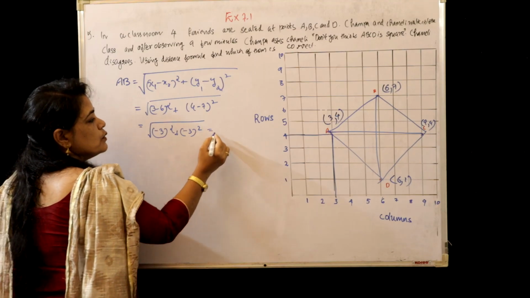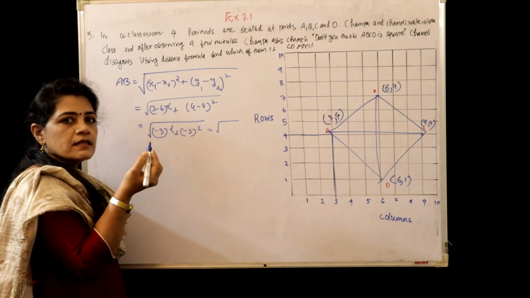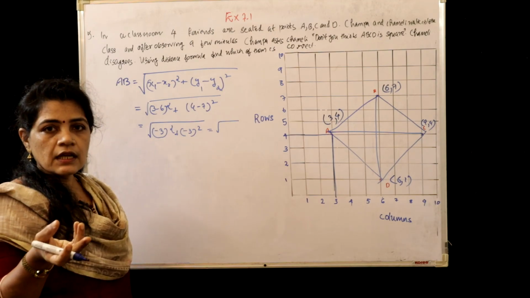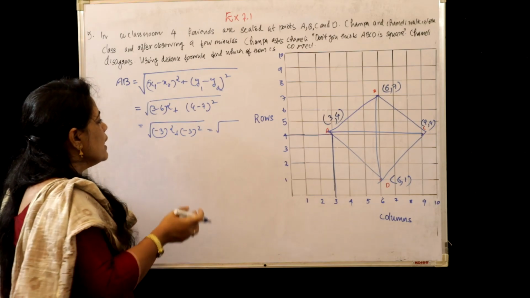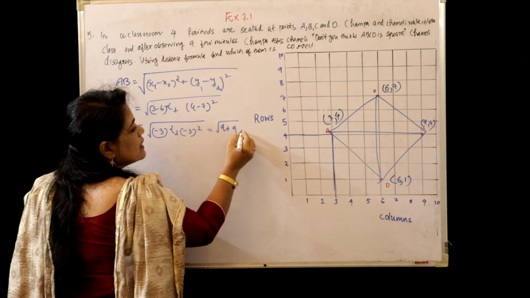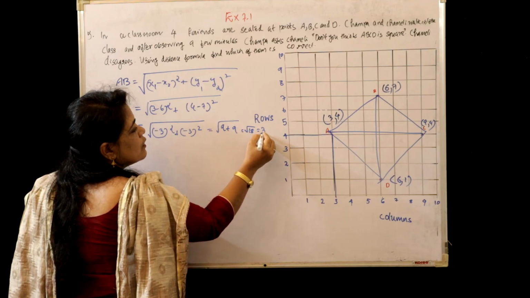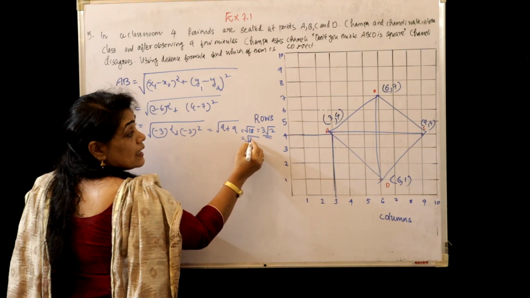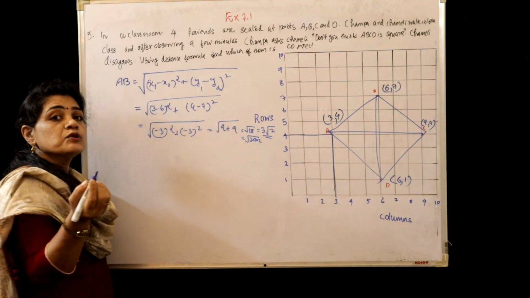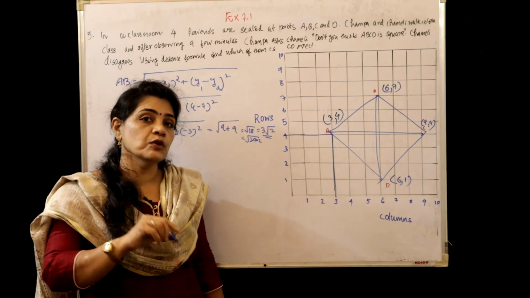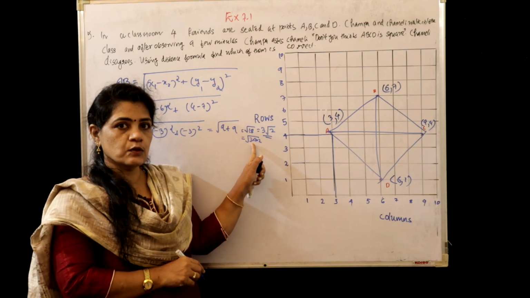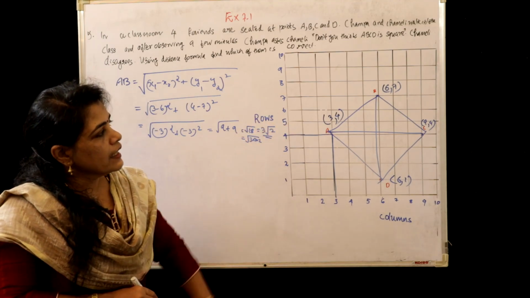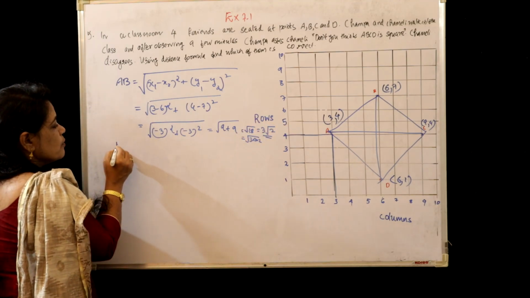This is equal to the root of 9 plus 9, since if you square a negative quantity as well as a positive quantity, the square will be a positive number. So that is root 18, which you can write as root of 3 into 3 into 2, that is 9 into 2. From these two 3's you can take one 3 outside, so 3 root 2. Now we can get BC using the same distance formula.